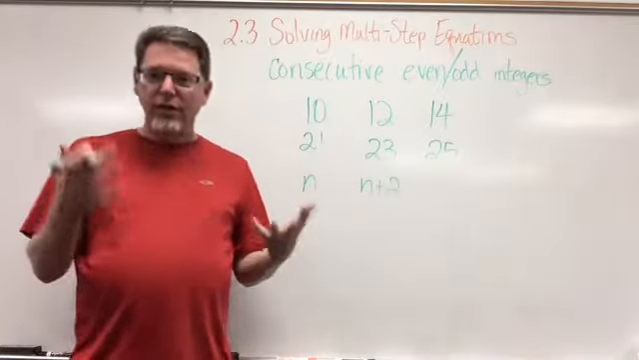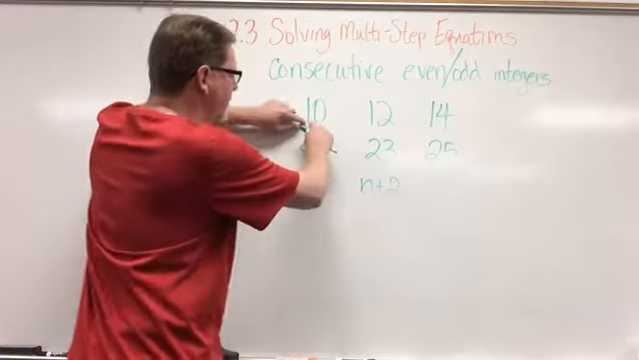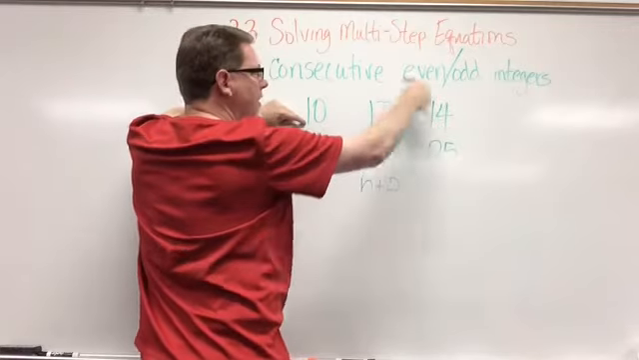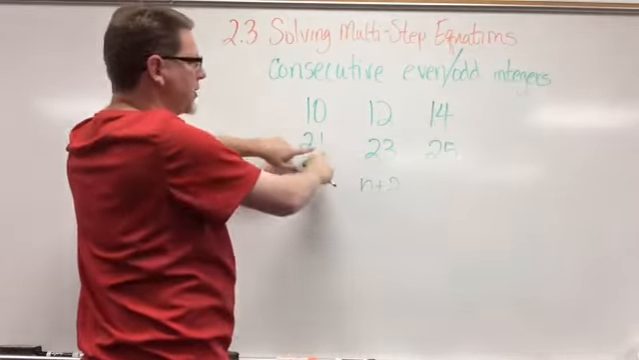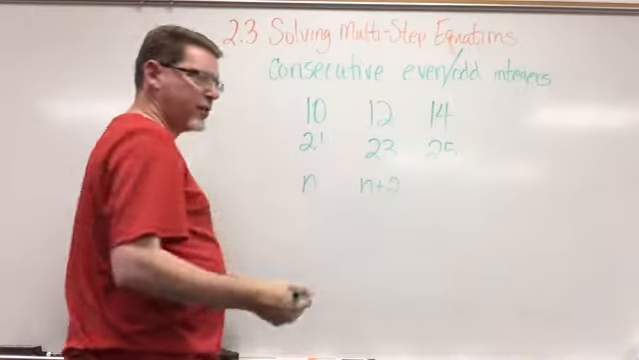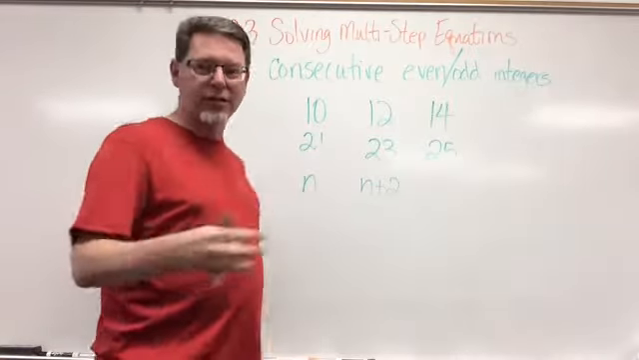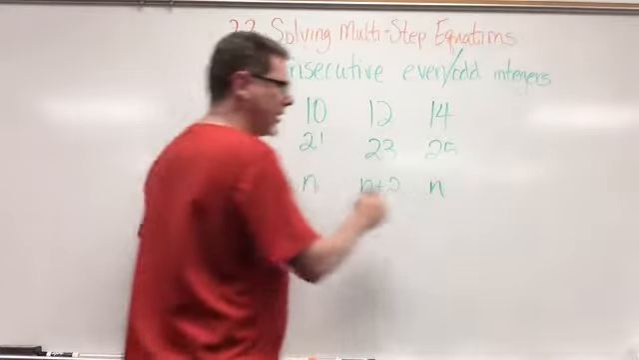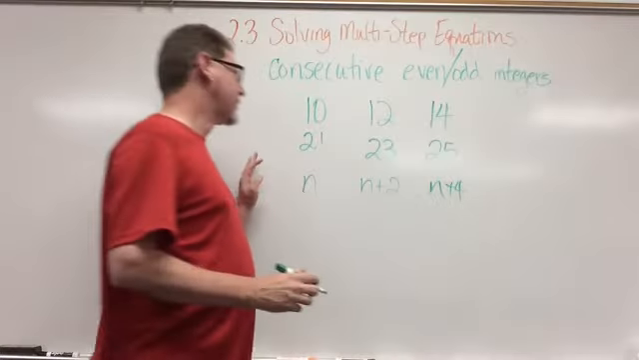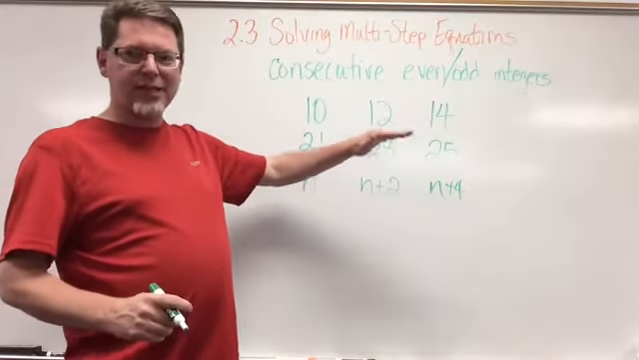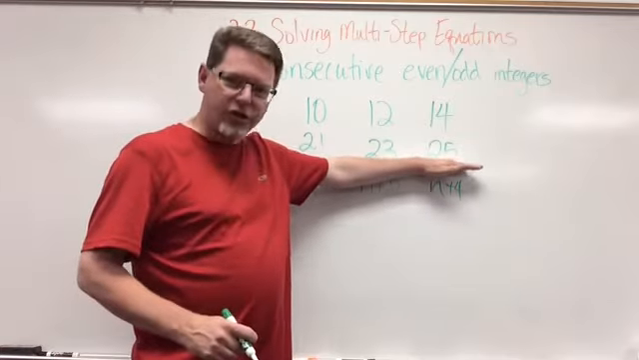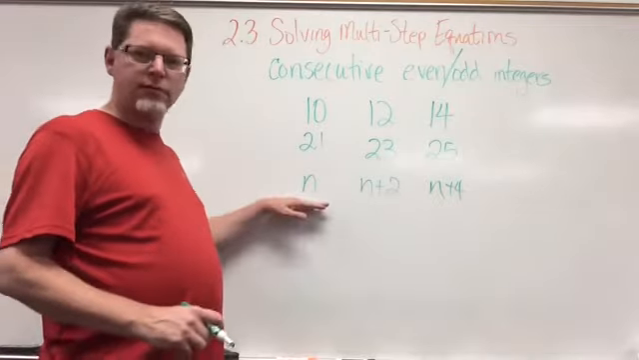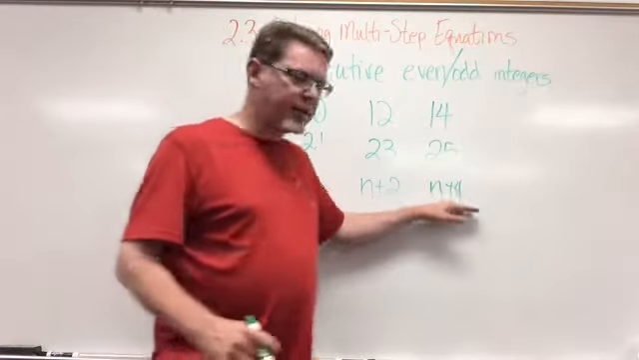Now what about the third odd or even integer? To get from the first even number to the third consecutive even integer, I have to add 4. Same thing with odd. From 21 to 25, I had to add 4. So my third consecutive even or odd integer that's unknown would start with the n, because I've got to start with my original integer, and then I add 4. So I've got n plus 2, n plus 4.